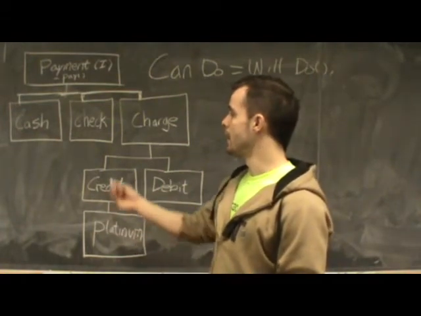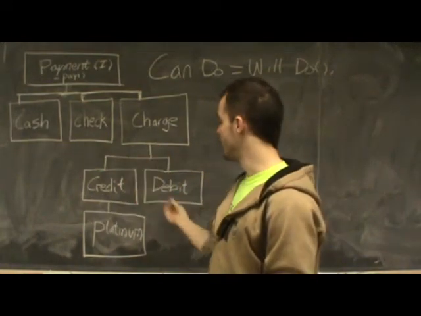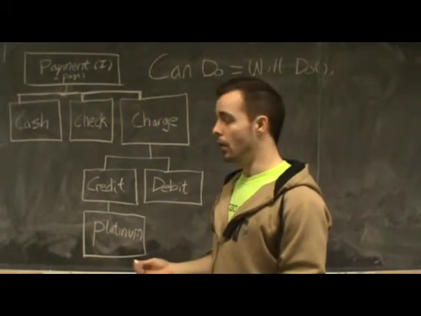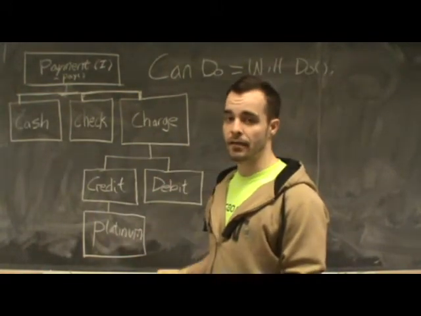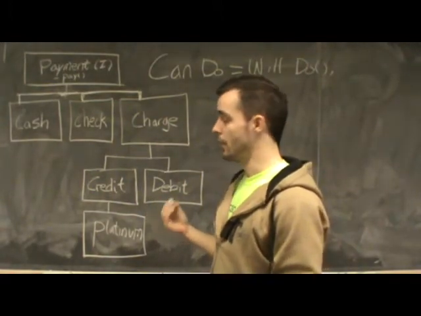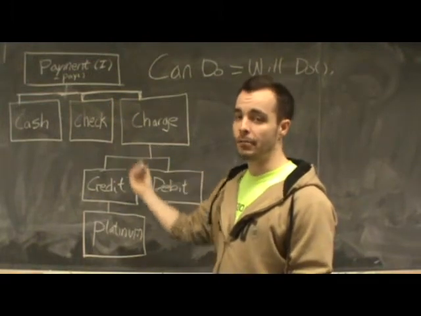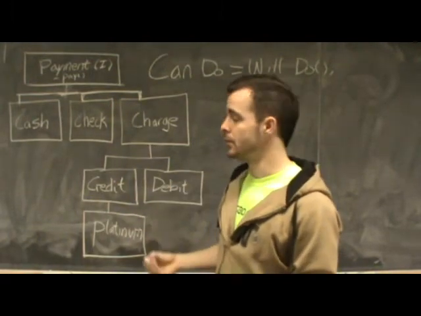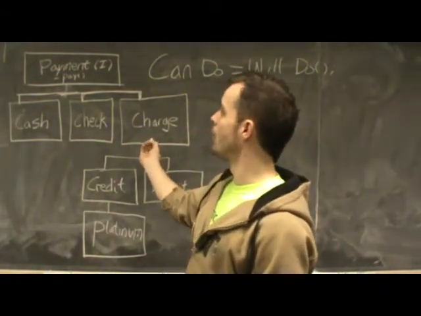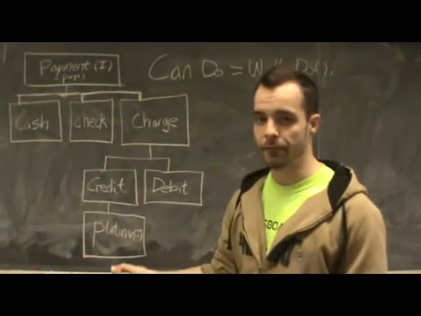So we know that, therefore, cash, check, and charge, where charge's derived classes are credit and debit, and credit's derived class is platinum, must all implement this pay method. There might be more that these things can do, and there is, but we know at the very core that all of them can pay, and that's why they're payments. So that's inheritance. Cash, check, and charge all derive the properties of the payment interface, the method pay.